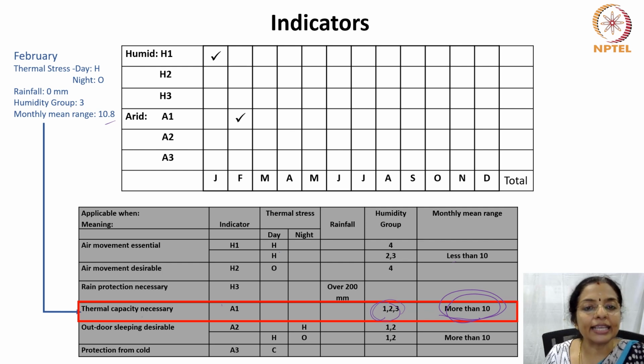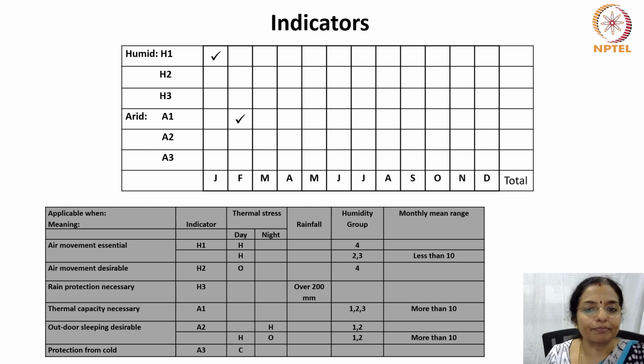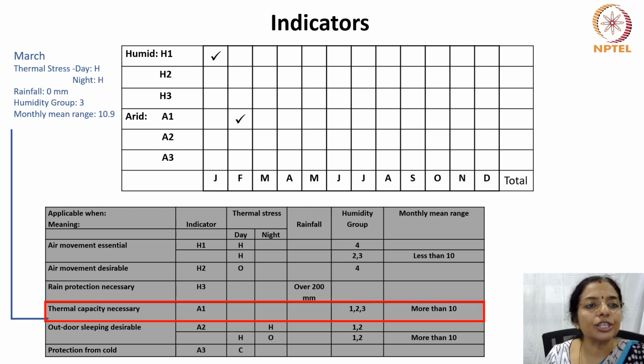Then next we will go to March. During March, the thermal stress is H, hot during day and night. Rainfall is 0, and humidity group is 3. So it can only be either this or this. We have to choose between these two.